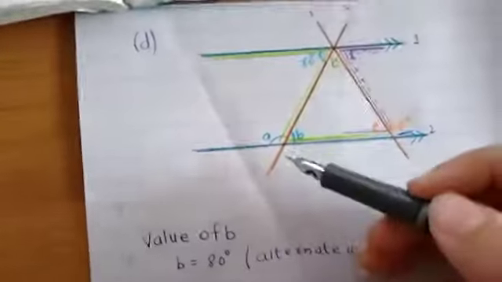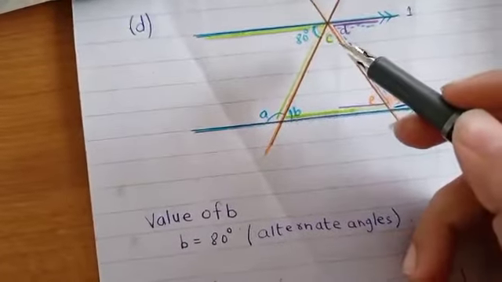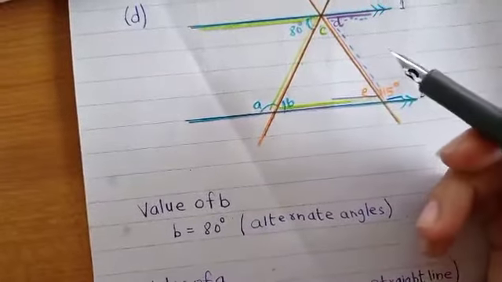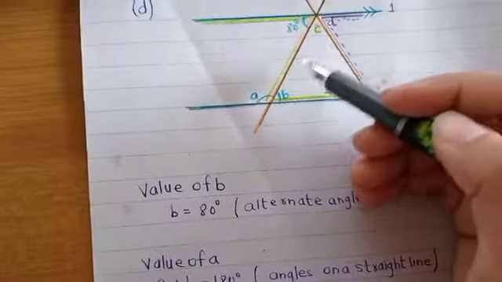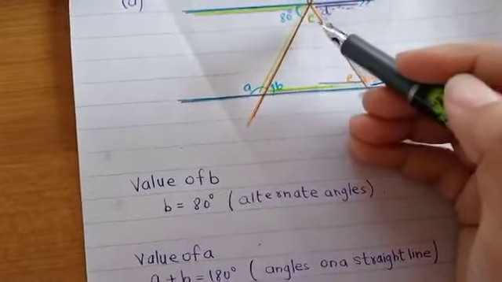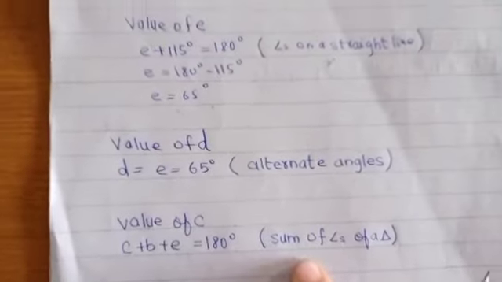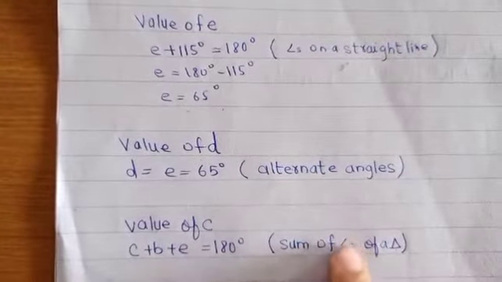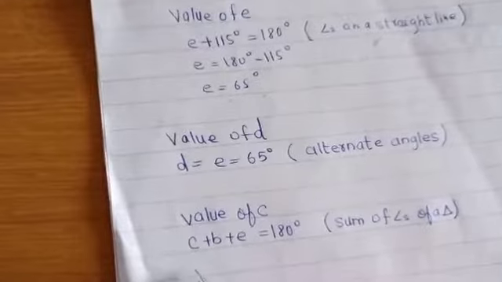Now I am solving C. If you see, this is forming a triangle CBE. We know that sum of angles of a triangle is equal to 180 degree. Okay, this is a fact. We know that, and that's how I can find out the value of C as well. Okay, you will do like this. C plus B plus E is equal to 180 degree. Why I have written this? Because sum of angles of a triangle is equal to 180 degree, and that's why I can write this.